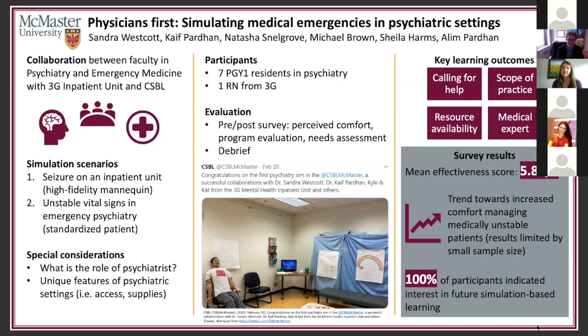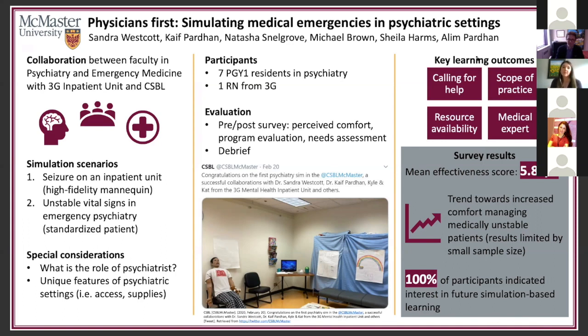And then the third is the role of interprofessional staff. Mental health nurses may or may not have experience in, for example, putting in IVs, particularly in emergent settings. And so in thinking about the role of a physician in ordering something in that setting, we also have to be aware of what the skills of the staff that we're working with are.